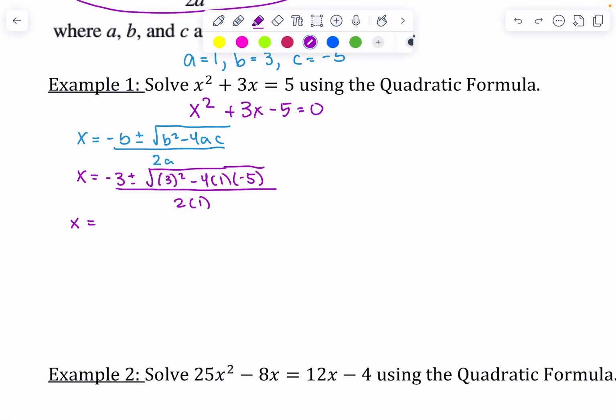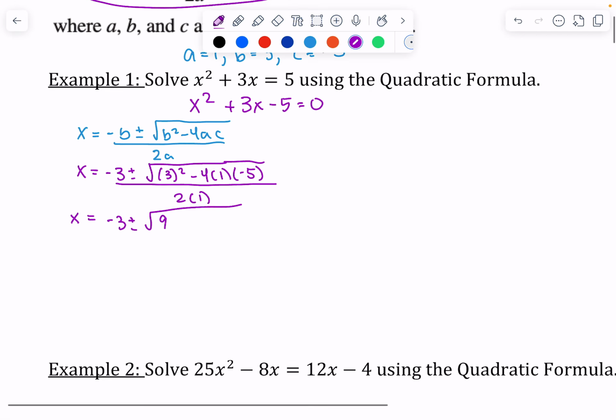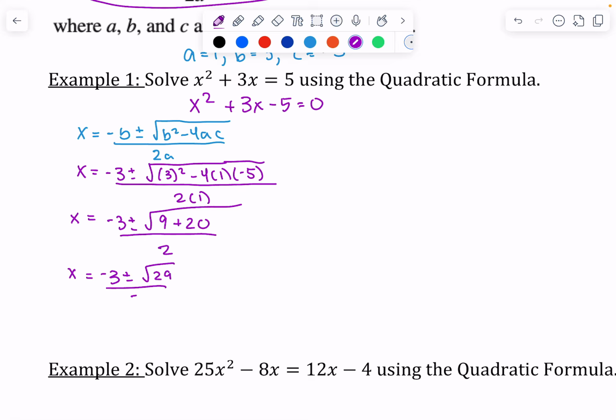So when I square 3, I get 9. Then minus 4 times 1 is negative 4. Negative 4 times negative 5 is positive 20, all over 2. Combine the parts under the radical and you get the square root of 29 over 2. That is as far as I can go, because there are no perfect squares contained inside of 29, so that's my final answer.